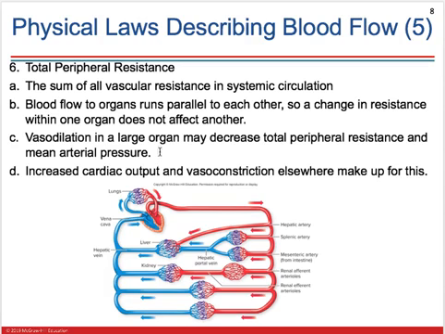Also, vasodilation in a large organ like skin, for example, can make a very dramatic decrease in total peripheral resistance. That is the resistance of the whole system. And typically this is caught by vasoconstriction in some other part of the body and/or an increase in cardiac output so that you don't have an unphysiological drop in blood pressure.